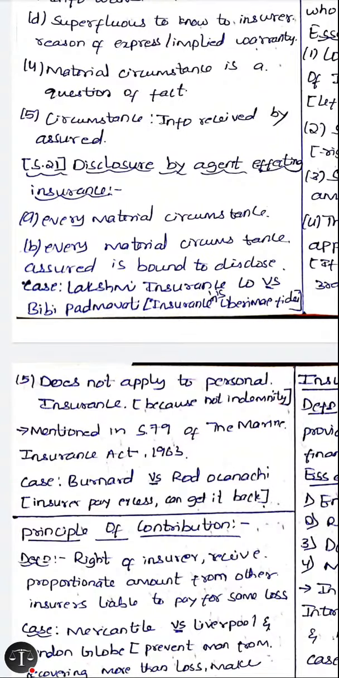The next essential of the principle of subrogation is it does not apply to personal insurance. Personal insurance is a kind of life insurance, and the principle of indemnity does not apply to life insurance. So that's why the principle of subrogation does not apply to personal insurance. All of these rules are mentioned under Section 79 of the Marine Insurance Act 1963. There is a case law, Bernard versus Rodokanachi. In this case, it was held that if the insurer pays an excess amount to the insured, then the insurer can get that excess amount back.